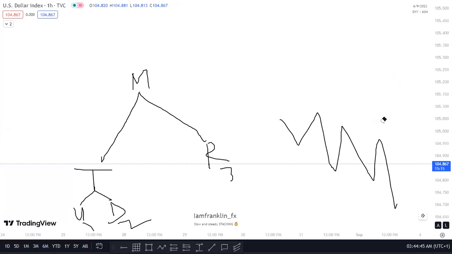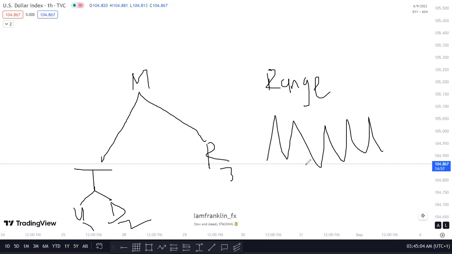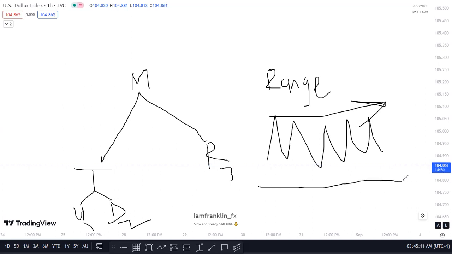Then what is the ranging market? The ranging market is when the market is in a range. Basically, this is what it looks like. The market is moving in a sideways direction. You don't know whether it's going up or whether it's going down. It's just going sideways.